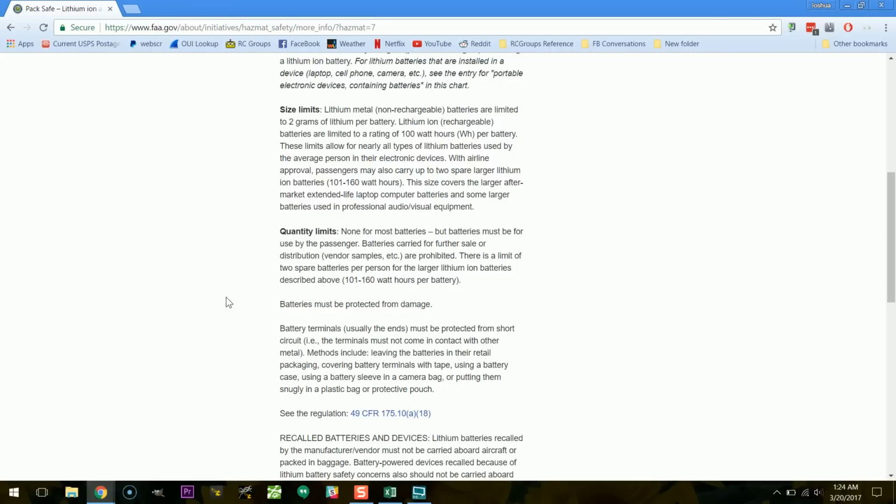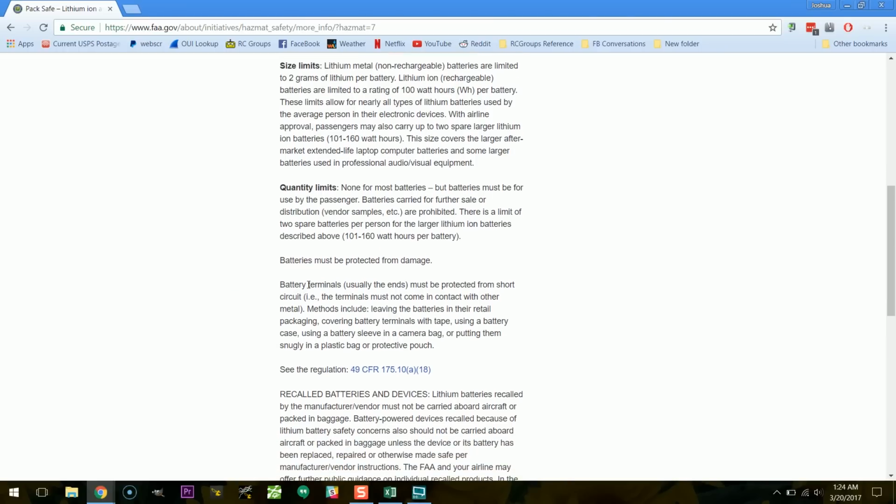So you decide how much risk you want to take that somebody is going to say these are not sufficiently protected from damage and not let you through. The battery terminals must be protected from short circuit, which means the terminals must not be able to come into contact with other metals. The exact way that you do this, again, depends on how much risk and how much hassle you want to go through.